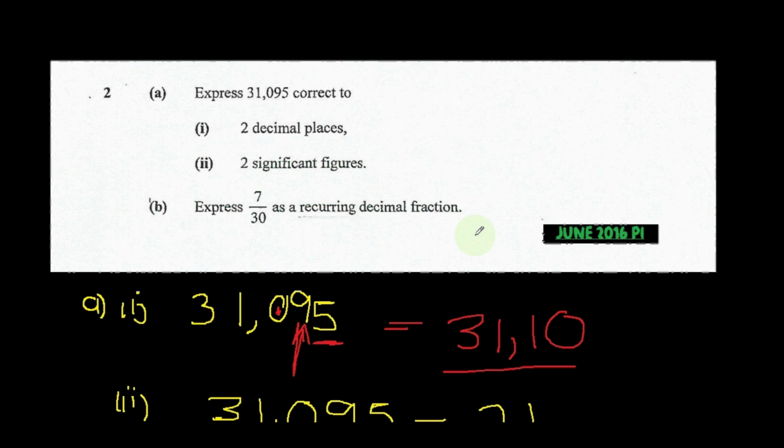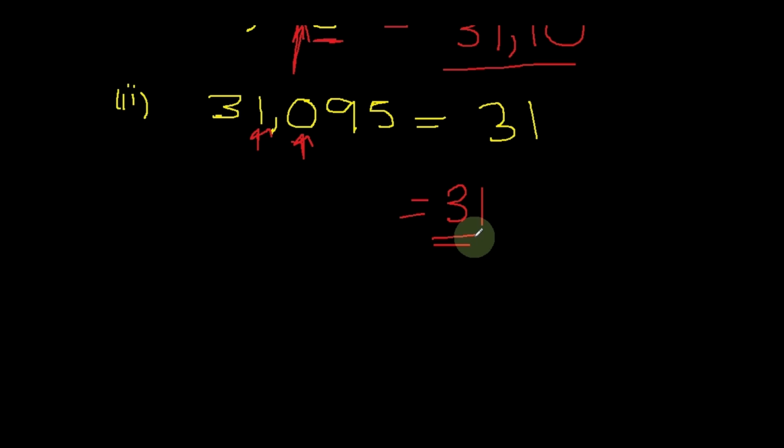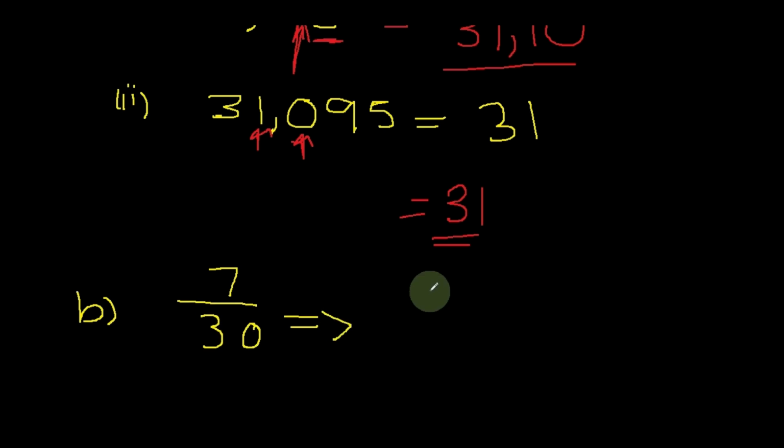Now we want to express 7 over 30 as a recurring decimal. Now from our previous lecture on number concepts and operations, we covered how to convert a fraction into a decimal number, a decimal fraction. Therefore we have 7 over 30. We want to convert it into a decimal fraction. Like I said before, we carry out a long division or any other type of division.